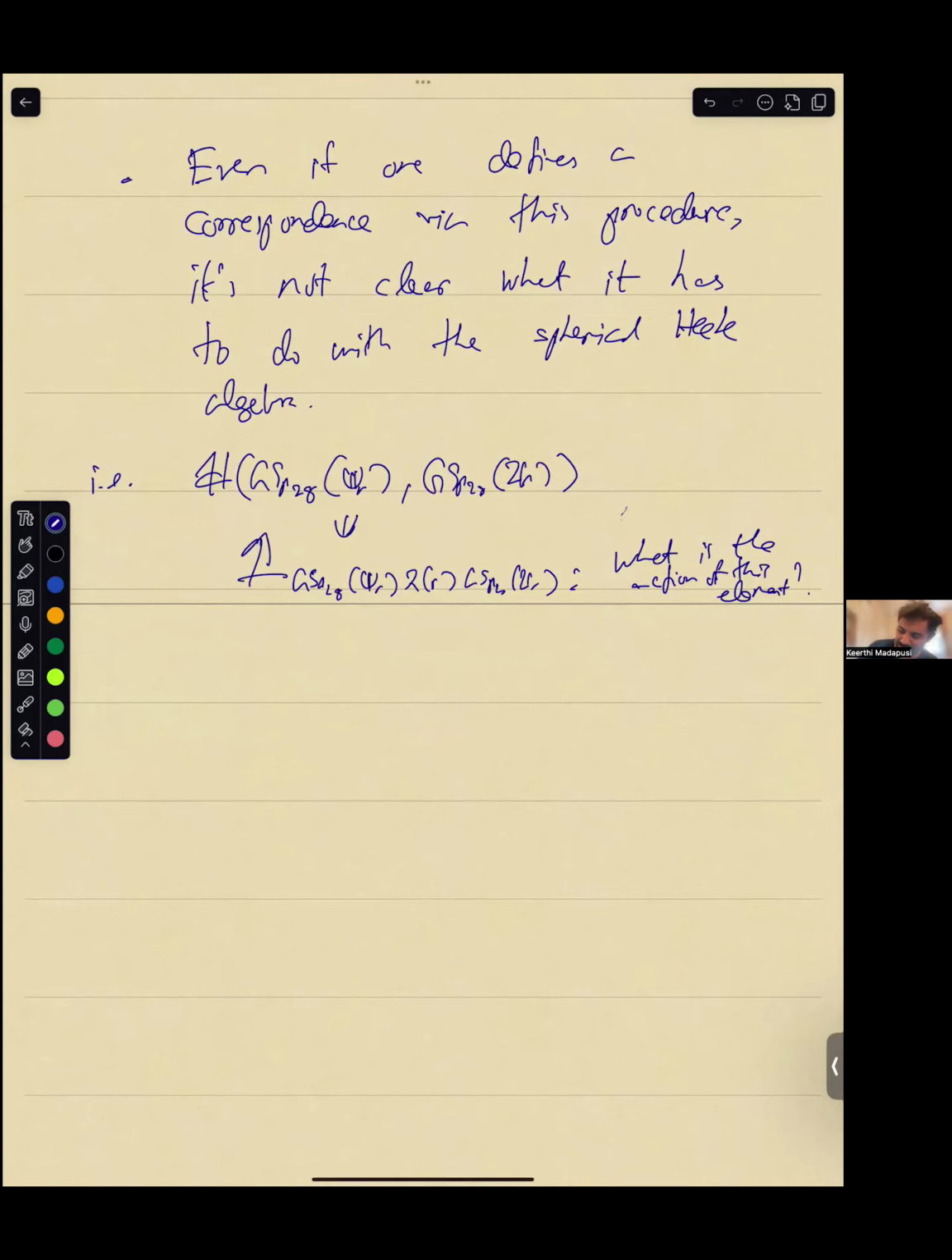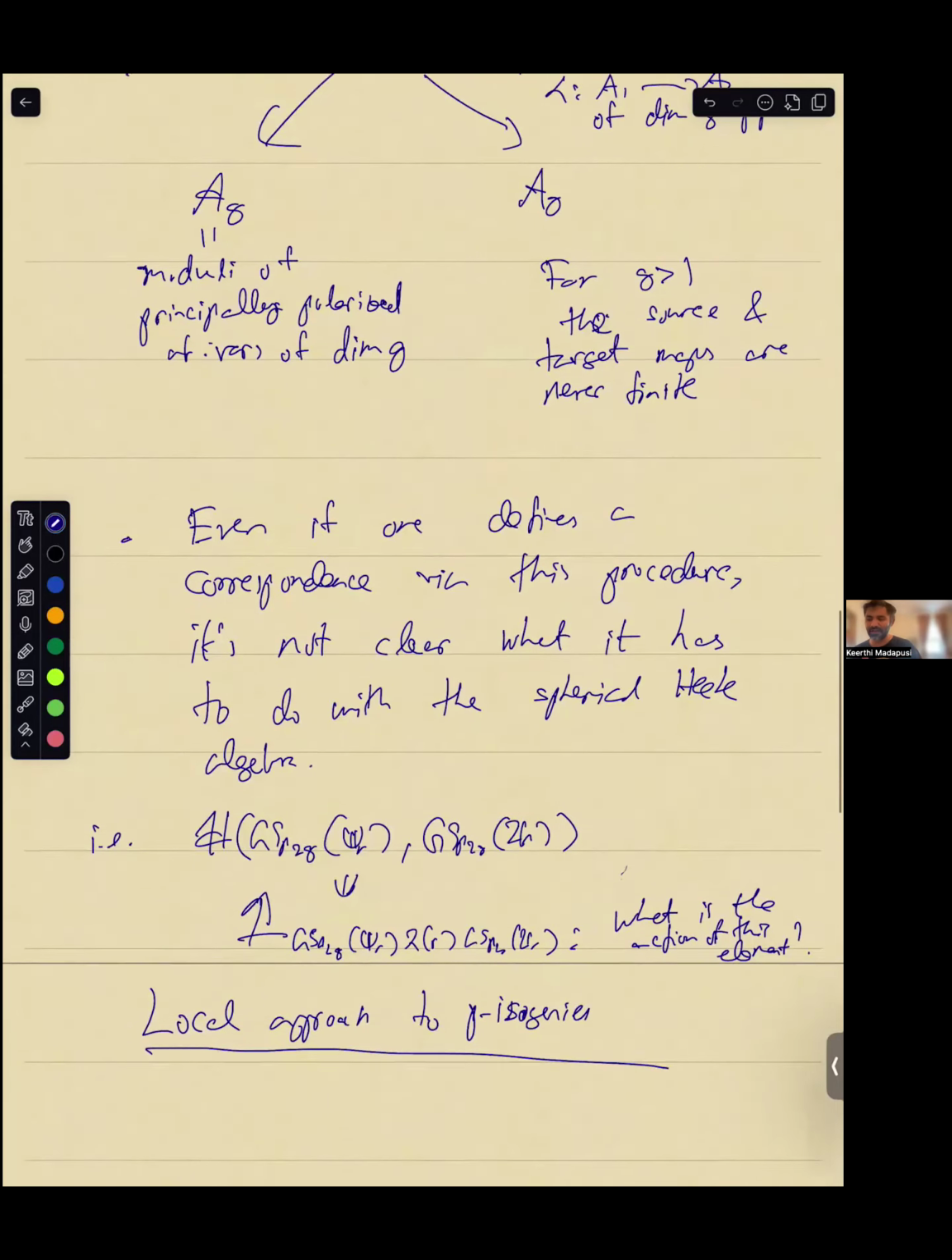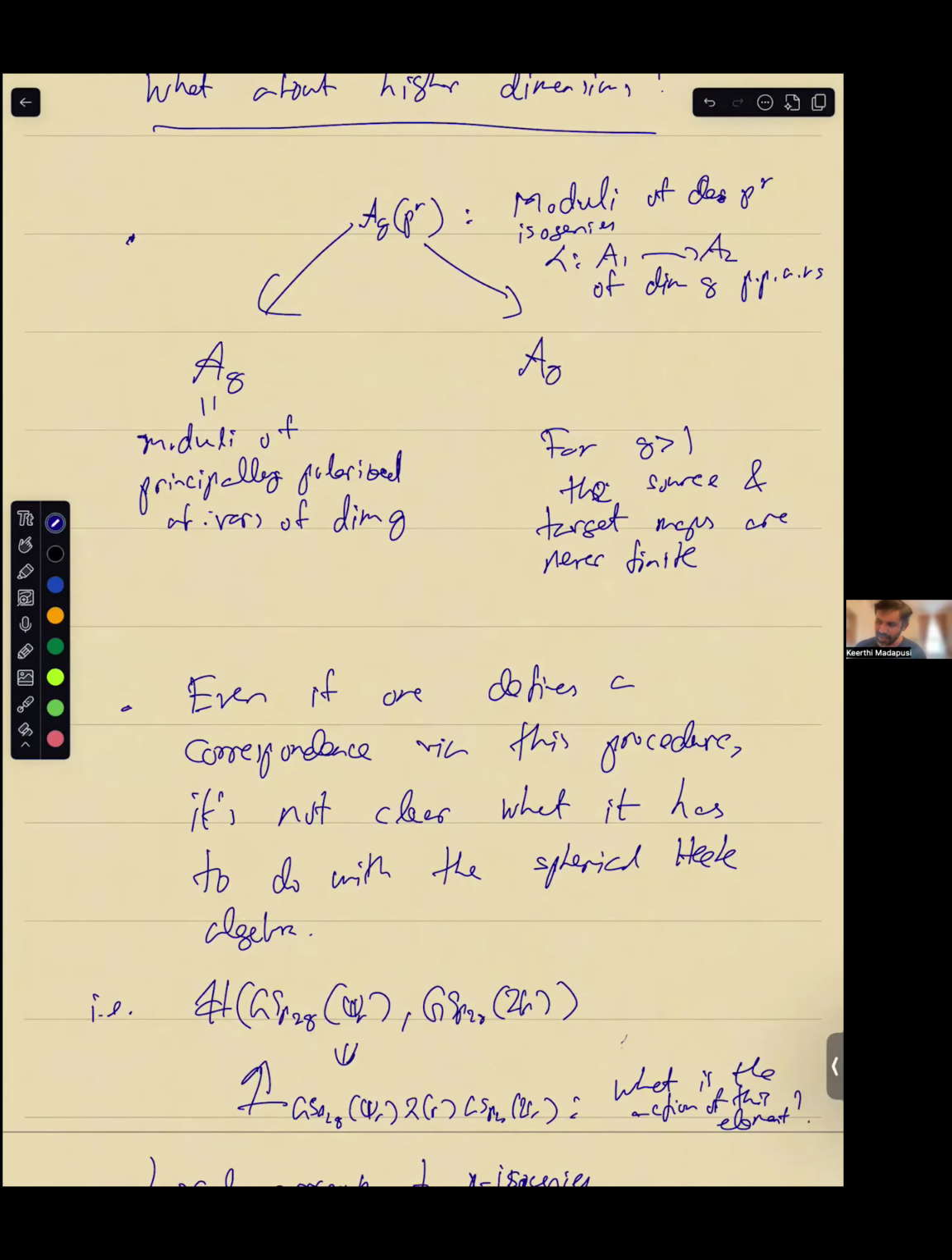And so here's the local approach to isogenies, or p-isogenies in particular. This uses a new kind of object, which we call a... So the data that goes into defining these objects that you see over here, the modular curve or the principally polarized abelian varieties.